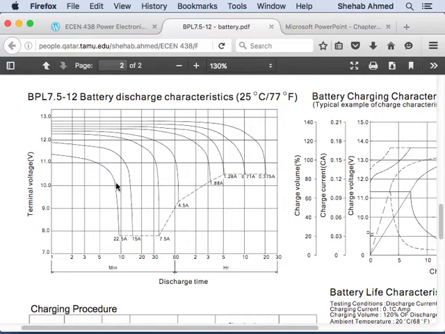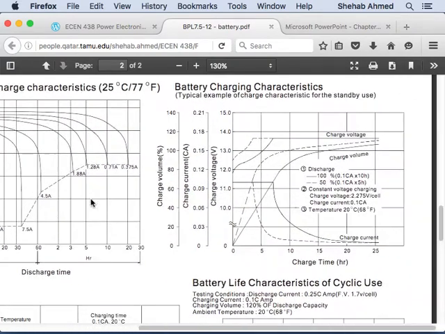So this is the discharge cycle. This is the charging characteristics of the battery. They like to be charged with constant currents. So this is, for example, a charging. This is the charge current, charge voltage, and charge volume.